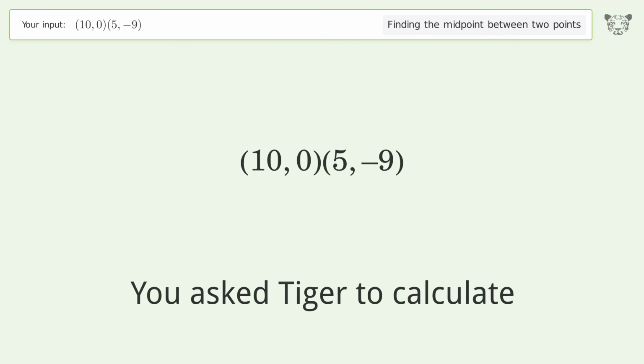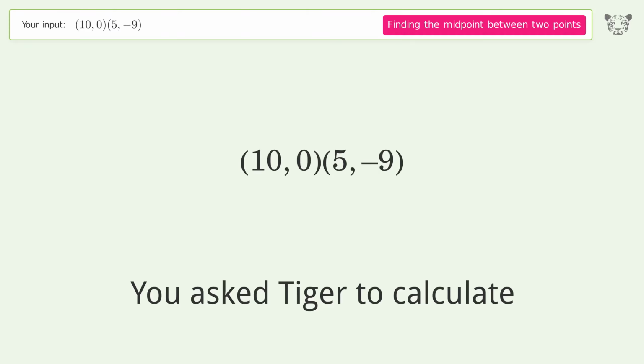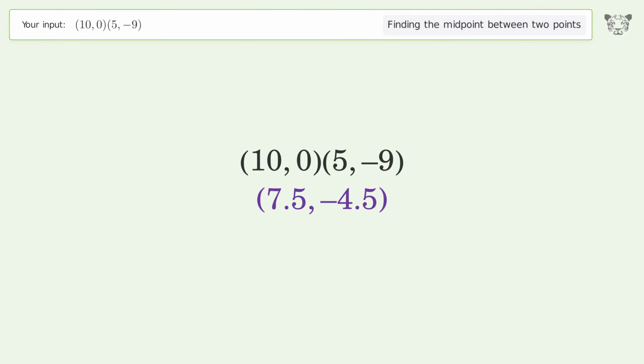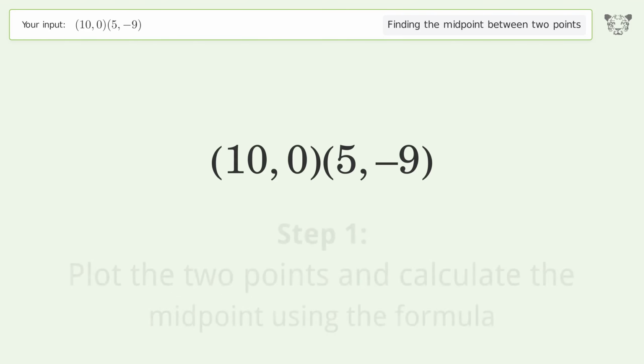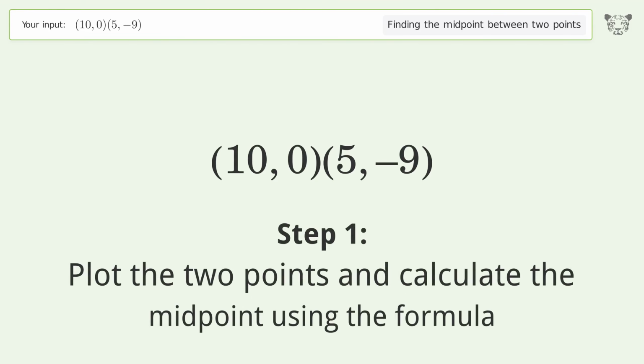You ask Tiger to calculate. This deals with finding the midpoint between 2 points. The midpoint between the 2 points is 7.5, negative 4.5. Let's solve it step by step. Plot the 2 points and calculate the midpoint using the formula.